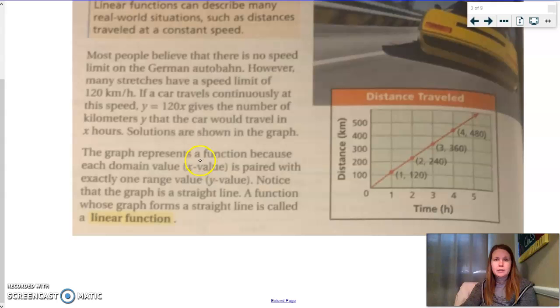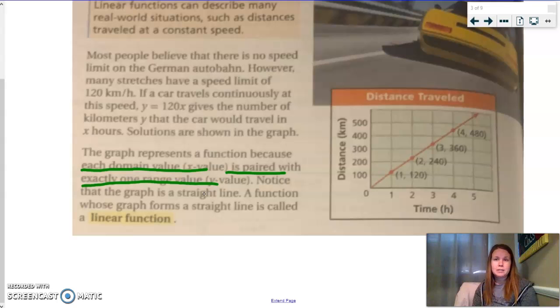The graph represents a function because each domain value is paired with exactly one y. So remember, our functions are described as this: each x value, or each domain value, should have one unique y value. I think some people were getting confused on the flip side of that. It's okay that x is 1 and y is 120, but I can't have x is 1 and y also equal 240. That's not going to work for your y.